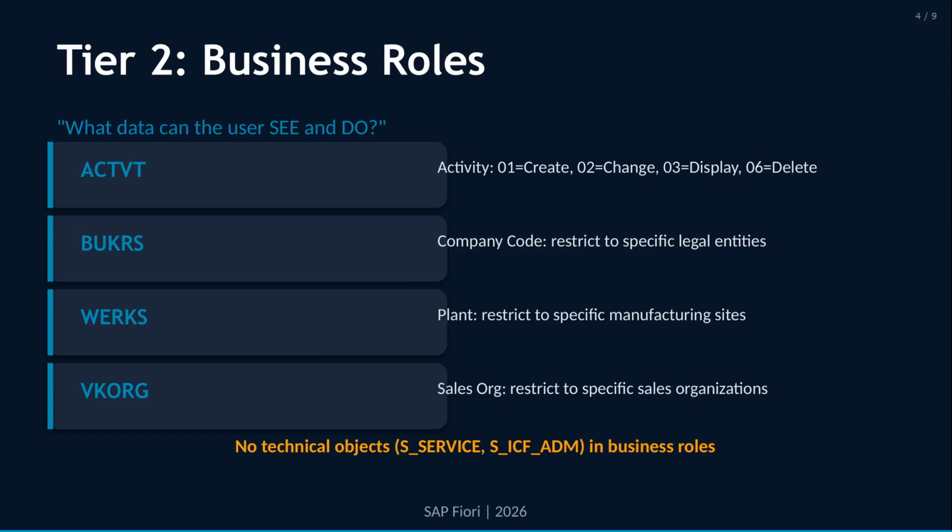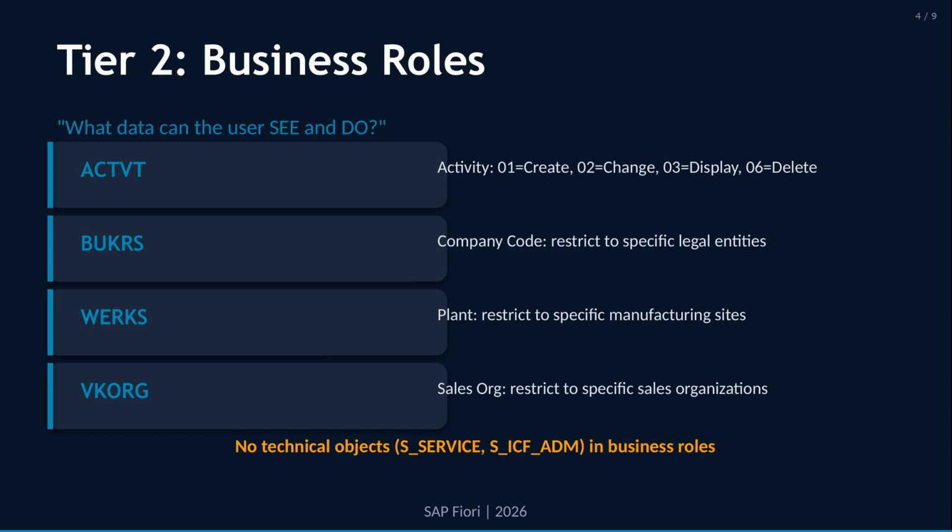ACTVT, the activity field, controls create, change, display, and delete. BUKRS restricts to specific company codes. WERKS restricts to specific plants. These are the same authorization objects you have used for decades in classic SAP. The difference in the three-tier model is that business roles do not contain any technical access, no ICF node authorizations, no OData service authorizations, just business logic.